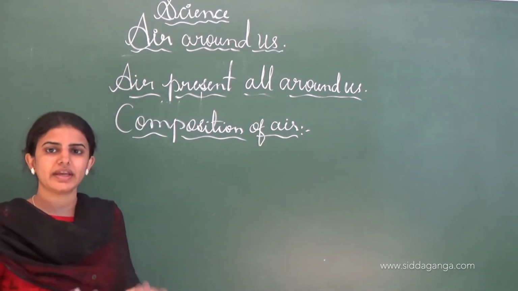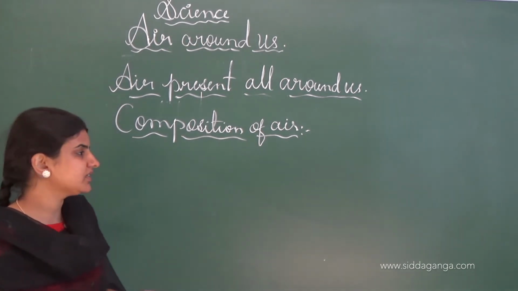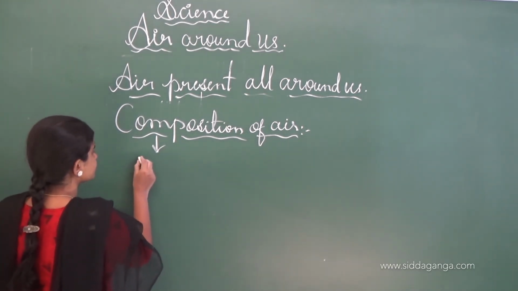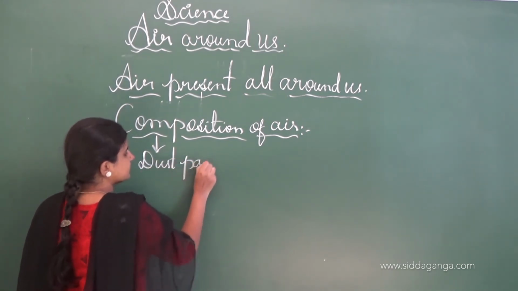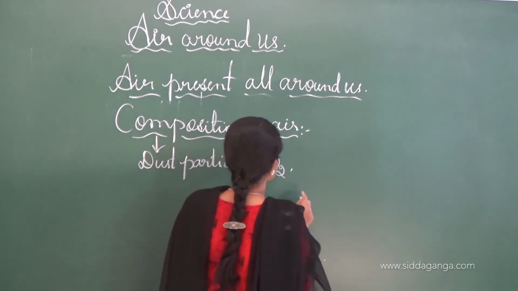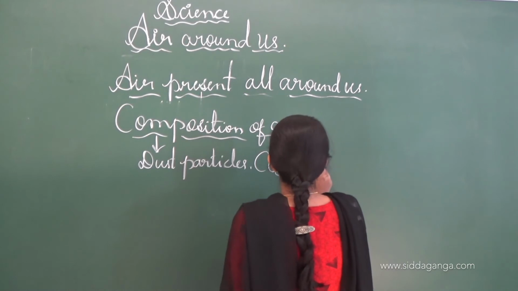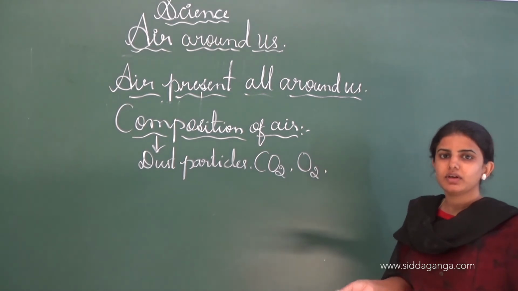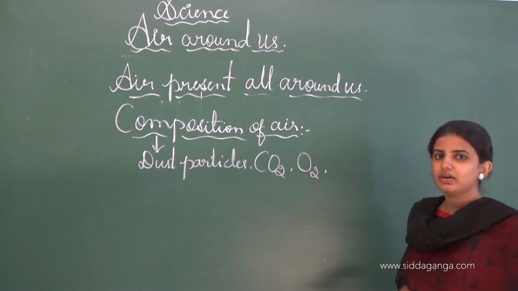See, as I told you, air is a mixture of different types of gases, dust particles, and moisture content which is present in the air. Here we will learn what the composition of the air is. Dust particles. This is the formula of the carbon dioxide which we exhale out from our body. And this is the formula of the oxygen which we inhale from the atmosphere, and the plants release the oxygen, and thereby we inhale the oxygen.